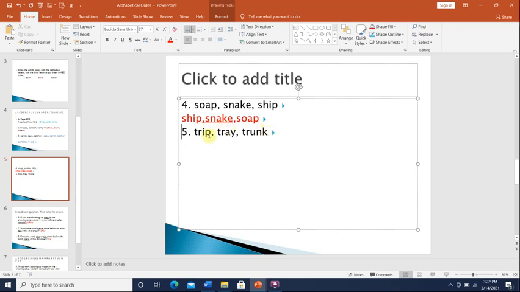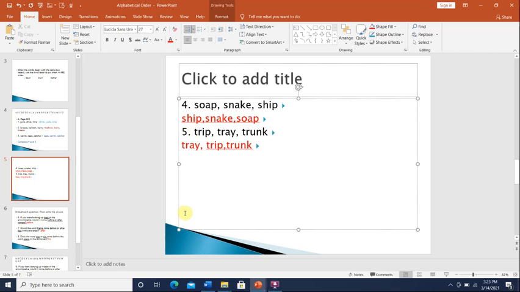For number 5, we have the same thing. The first 2 letters are the same. We have trip, tray, and trunk. So that means we have to look at the third letter, I, A, and U. Which one comes first? Letter A comes first. So the first word would be tray. And the second word, which one, I or U? I. So the second word would be trip. And the third word would be trunk. Okay, that's how we put the words in alphabetical order or in ABC order.